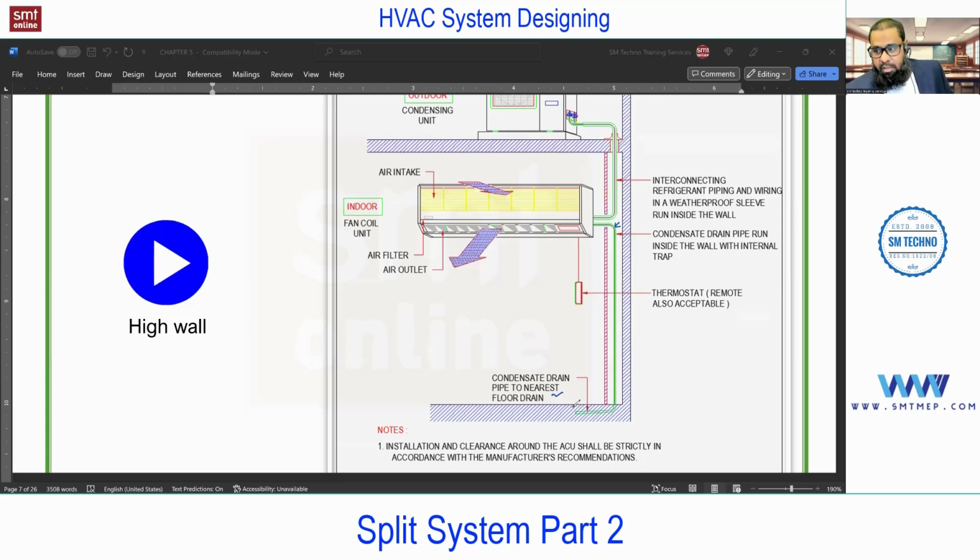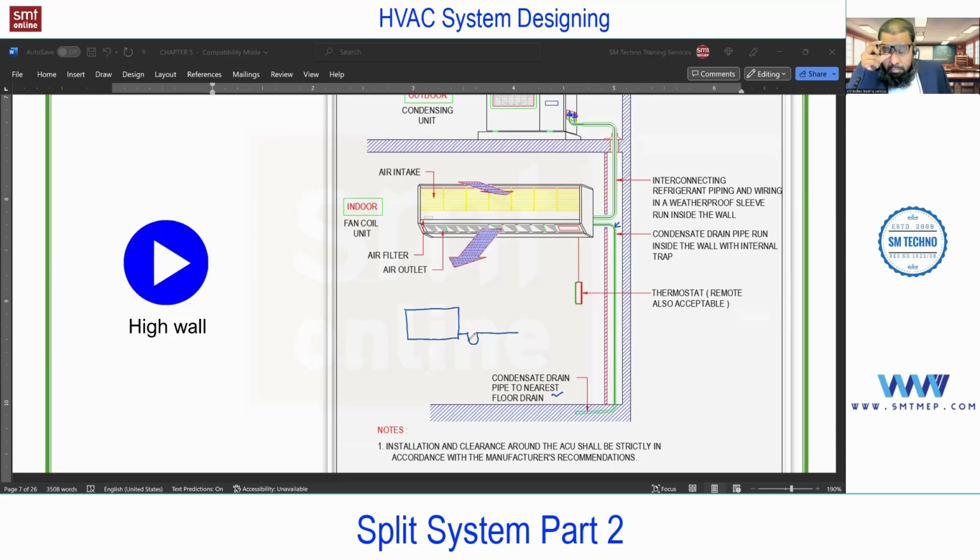It can be near the point. Suppose if it is a kitchen or a toilet, we'll connect to that. But before connecting to this, we require one more important thing, that is called a U-trap. I'll give you the idea. For example, this is an indoor unit and this is a drain pipe. So what we'll do, we'll take a U-trap like this. And this is very, very important.